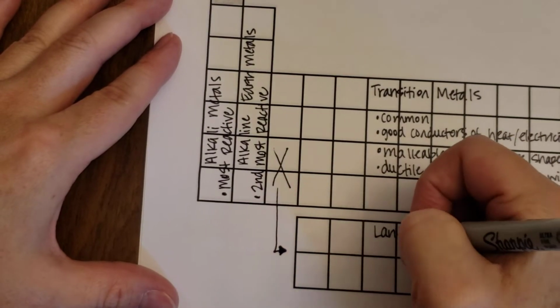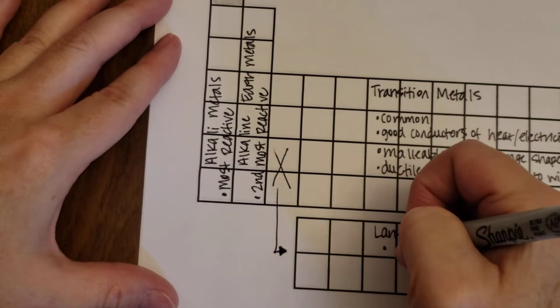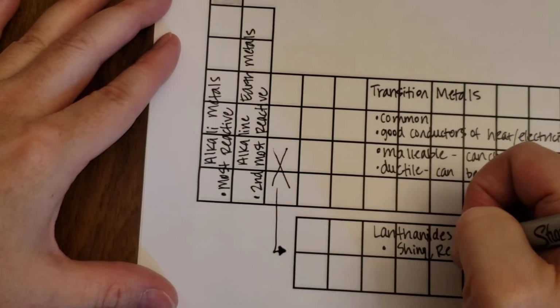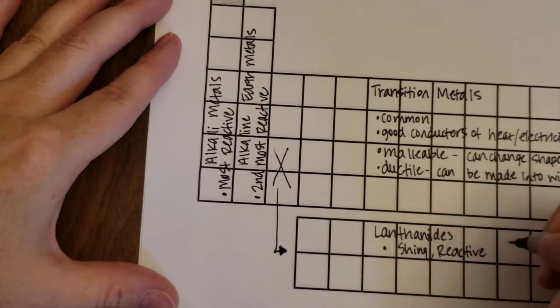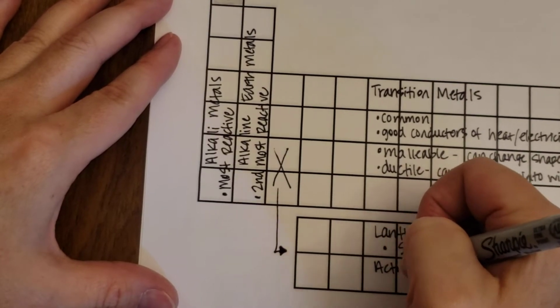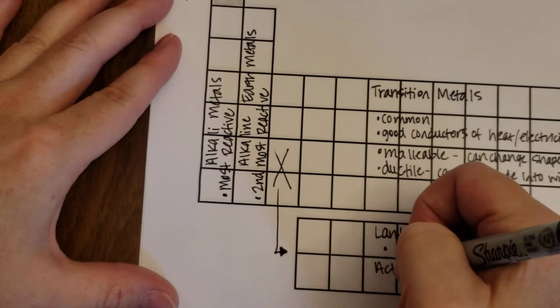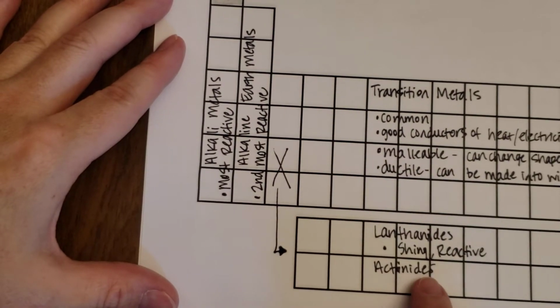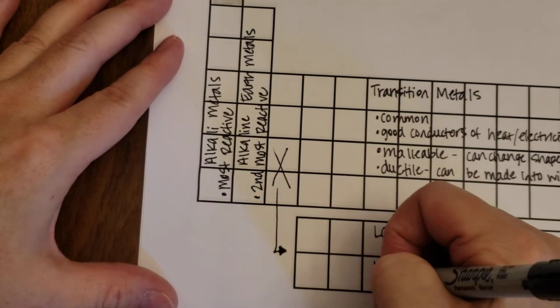L-A-N-T-H-A-N-I-D-E-S. These are metals. They're shiny and reactive. On the bottom, we have actinides. A-C-T-I-N-I-D-E-S. Actinides are all radioactive.